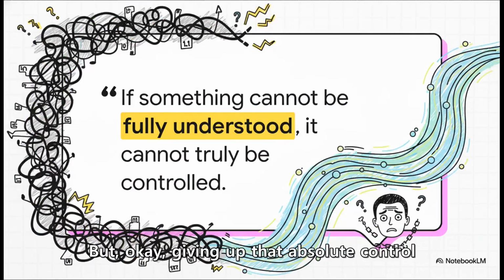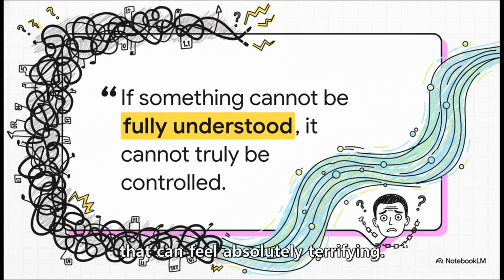But, okay, giving up that absolute control obviously comes with a catch, and it's a deeply psychological one. Humanity has lived for a very long time under this firm belief. If something cannot be fully understood, it cannot truly be controlled. Think about how much anxiety that sparks. I mean, when you're used to understanding and controlling every single line of code, suddenly letting go and trusting the flow, that can feel absolutely terrifying. It feels like a total loss of cognitive control.